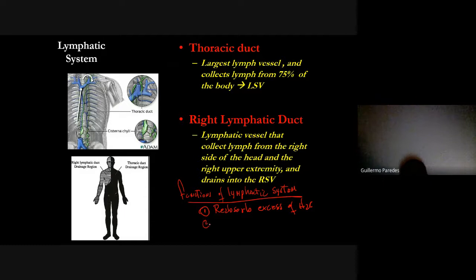Number two, they are going to transport immune cells, transport and contain, by the way, lymphocytes. They are located in the lymphatic nodes. How many lymphatic nodes do we have? About 900. They're mostly located in the flexures of the body, the armpit, the inguinal area, all around the IVC and aorta. And at the entry of each organ, there are a lot of lymphatics.